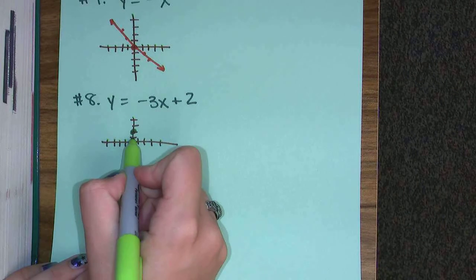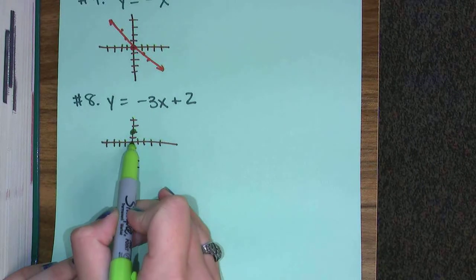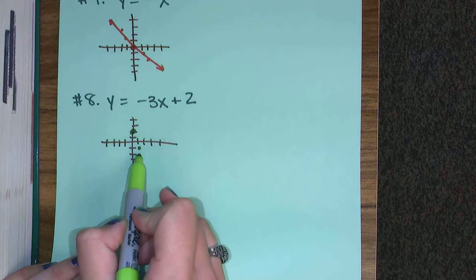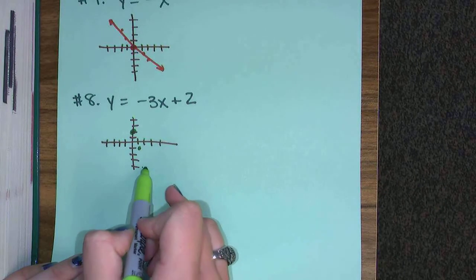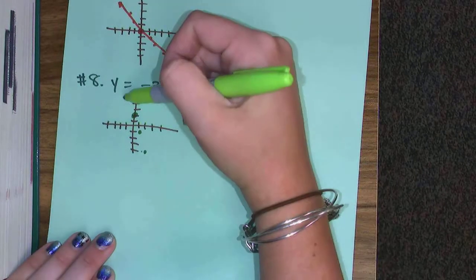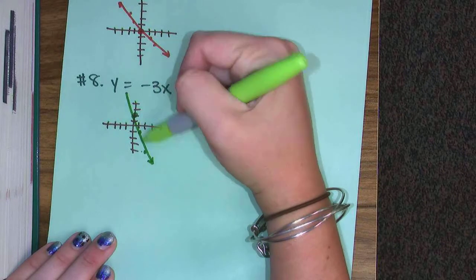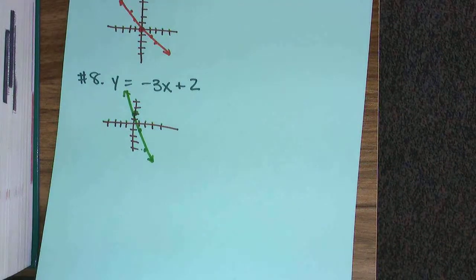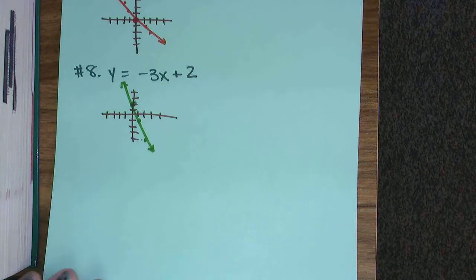Down, down 3, 1 to the right. So down 1, 2, 3, and over 1. I don't care. As you can tell, mine are not either. Okay, as long as they're relatively close.